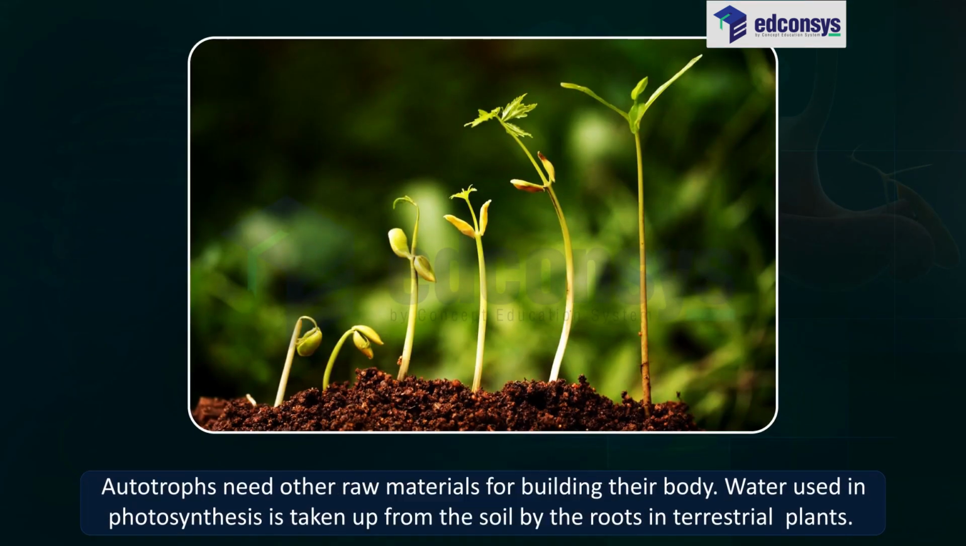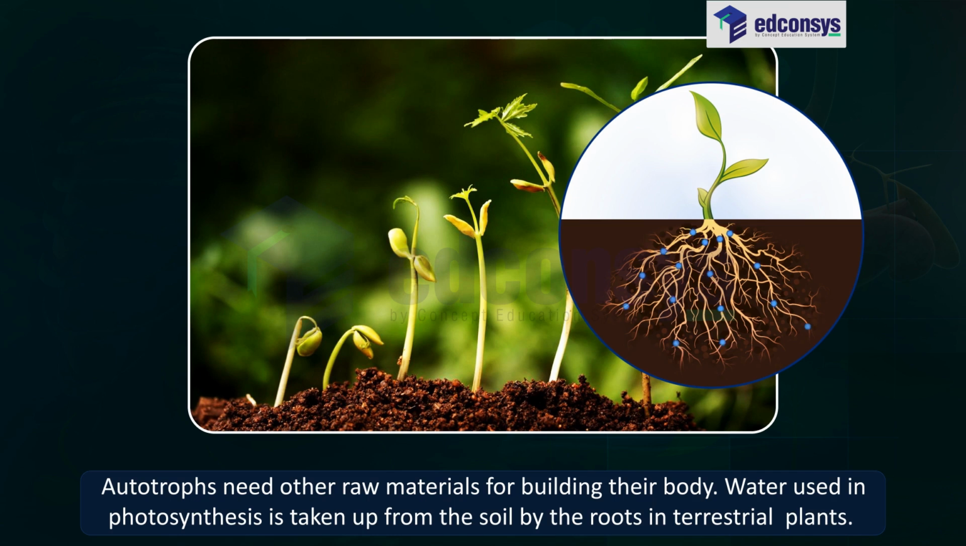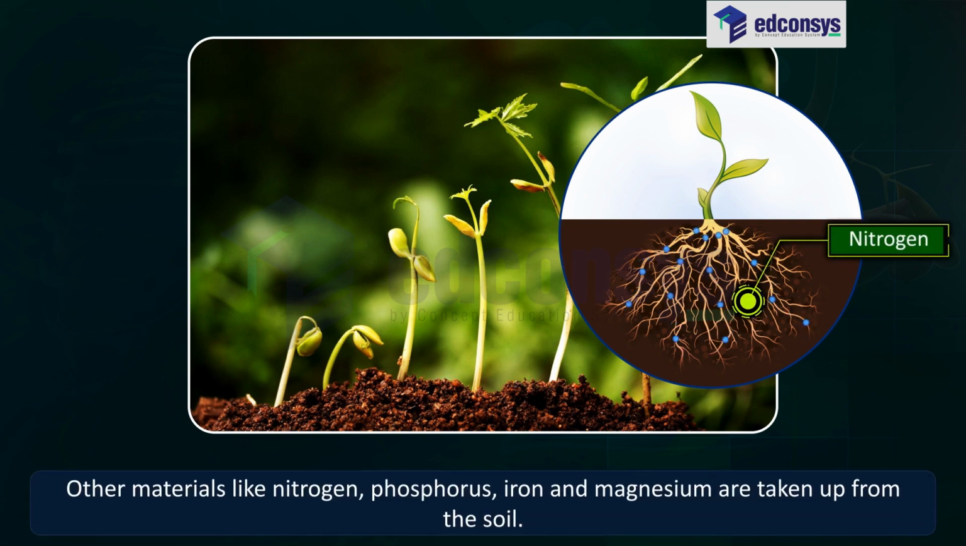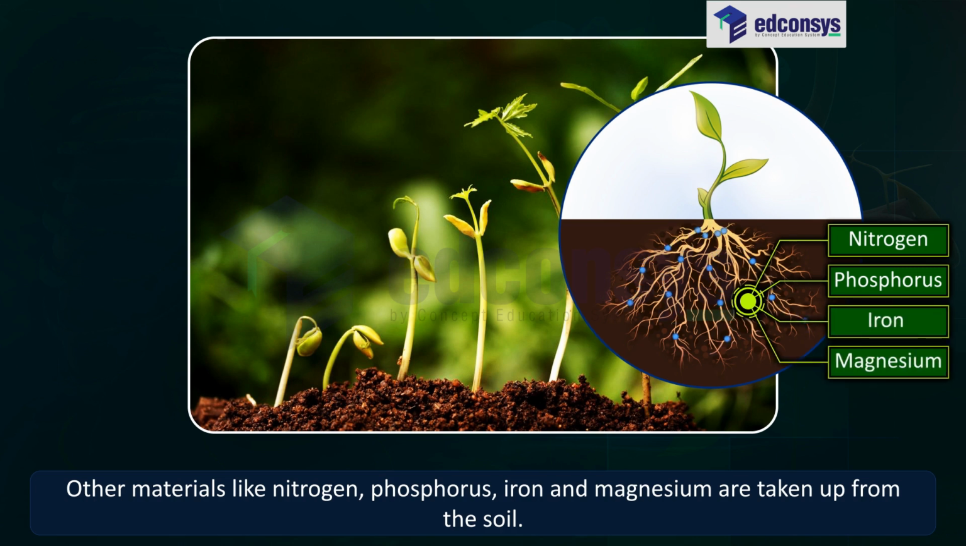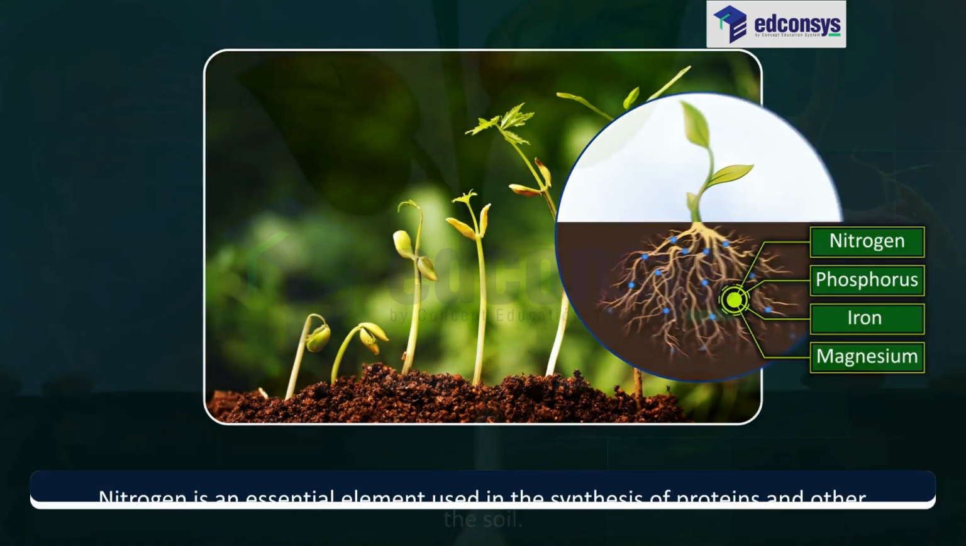Autotrophs need other raw materials for building their body. Water used in photosynthesis is taken up from the soil by the roots in terrestrial plants. Other materials like nitrogen, phosphorus, iron and magnesium are taken up from the soil.